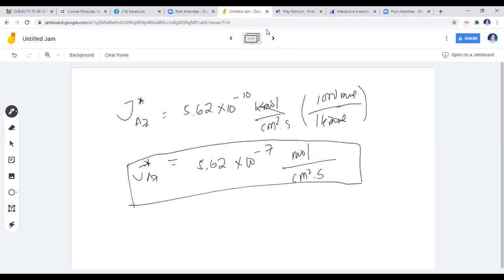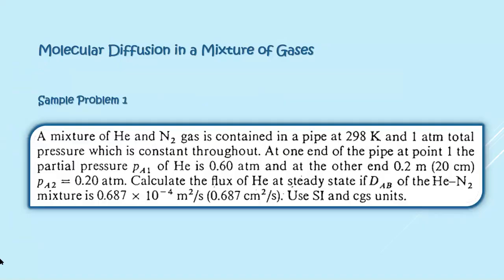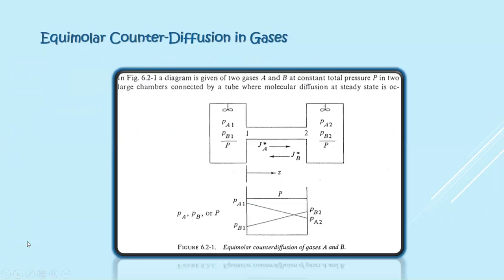So if there's no question with that, I'll go to the slide. Okay, we'll go back to the slide. Okay, so that's the first sample problem that we have, a simple substitution to the general equation by Fick's law. Now we go to the equimolar counter diffusion of two gases.